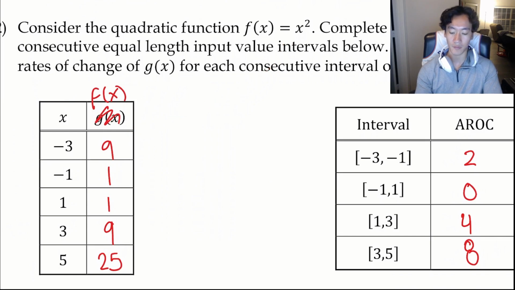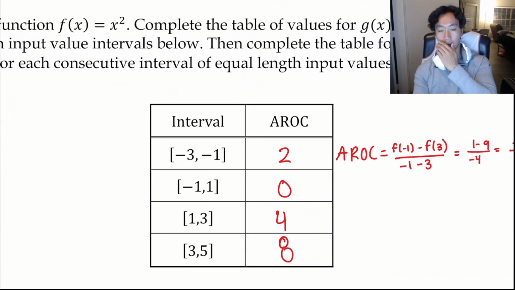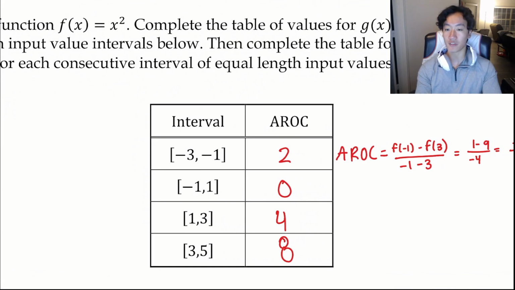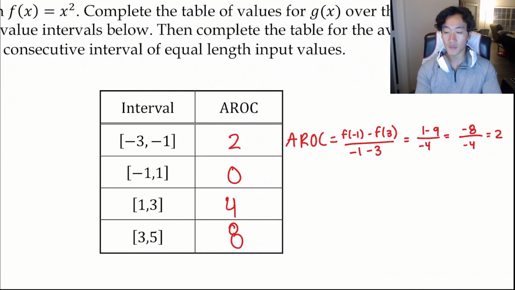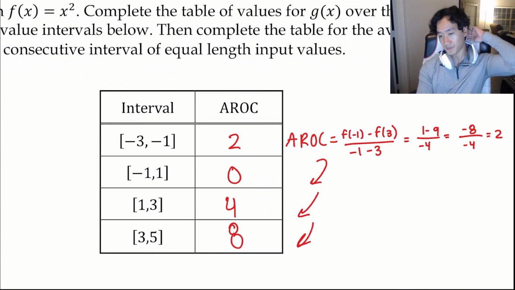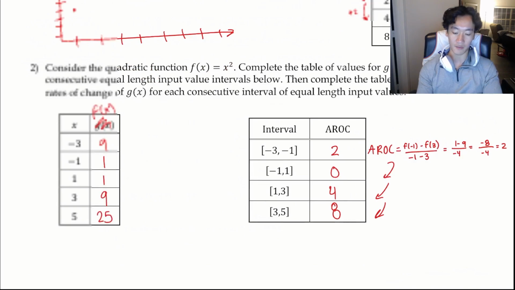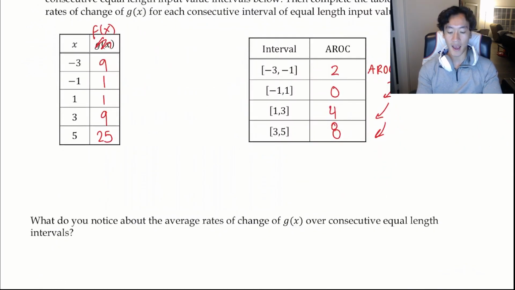Now let's look at this table where we're calculating our average rates of change for the intervals provided. You can see I did the work for the first one, so you can double check that this is a skill we have already done and will continue to practice. If I did the rest, these are the numbers I would get. You can try some on your own, but I'm not going to. Now let's see what's asked next: what do you notice about the average rate of change of g of x over consecutive equal length intervals?